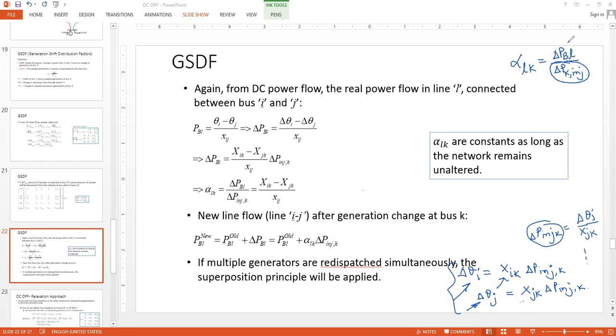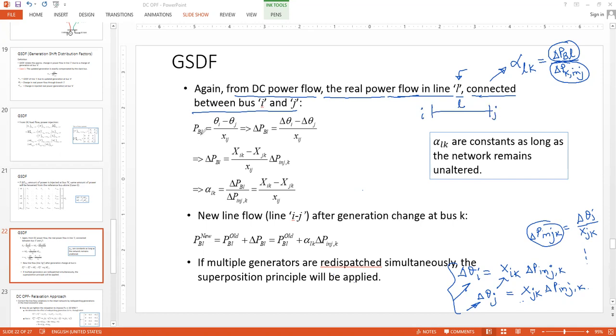So now we want to focus on the numerator of this GSDF expression. Again, we resort to the DC power flow, and now we are focusing on the line flow. Real power flow in line L, considering this line L is connected between two arbitrary buses I and J. This is my line number L, connected between two buses I and J.